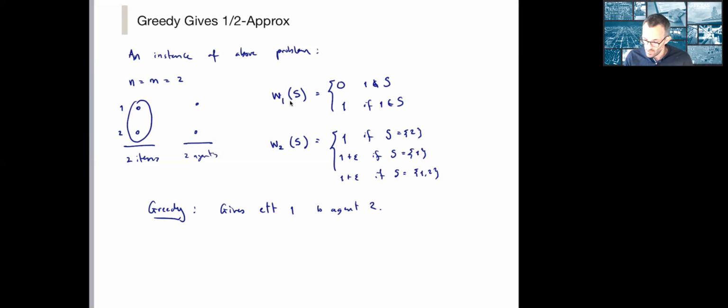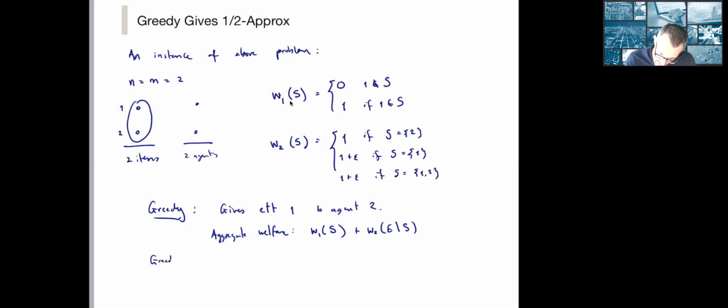But at this point, we have one more element to allocate, and now that we've already given element 1 to agent 2, neither of the two agents value element 2 at all, and therefore the greedy value is the aggregate welfare, which again is just how much value agent 1 gets plus how much value agent 2 gets, and we can write it like this, since we can only allocate each element to only one of the two agents.